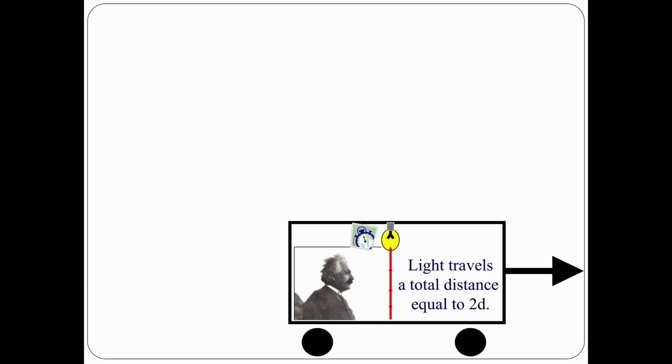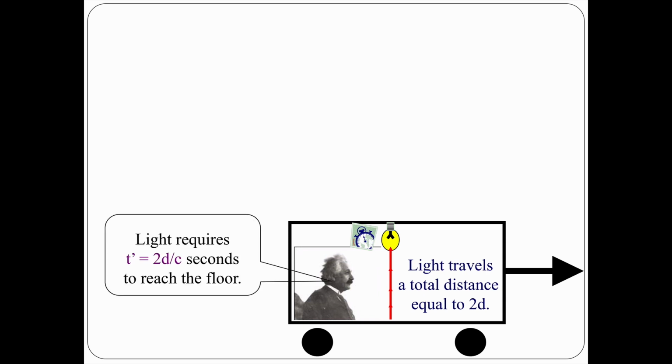Now you know that the distance from the light to the floor is, say, d. So the total distance that the light beam traveled was 2 times that, right, from the ceiling to the floor, and then back again. But we also know that the speed of light is c. So if you're in the train, you would say light requires a time t prime of distance divided by velocity. Very basic, almost kinematic. Of 2d divided by c seconds to reach the floor.